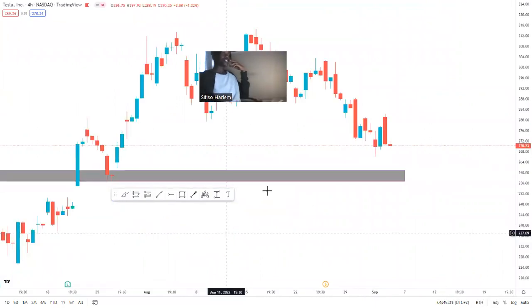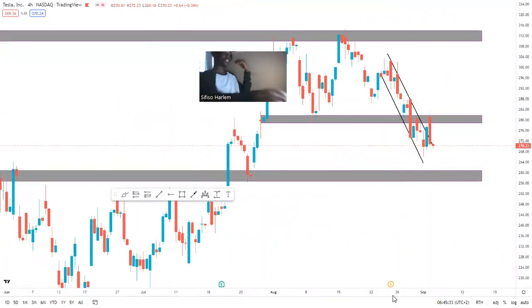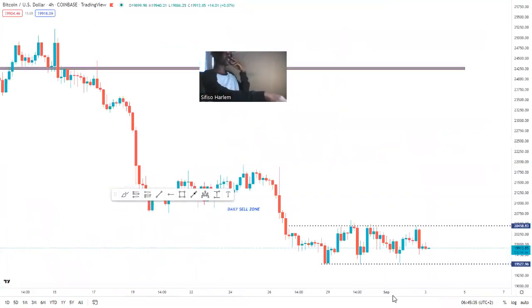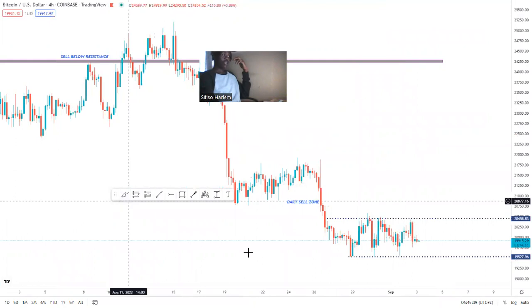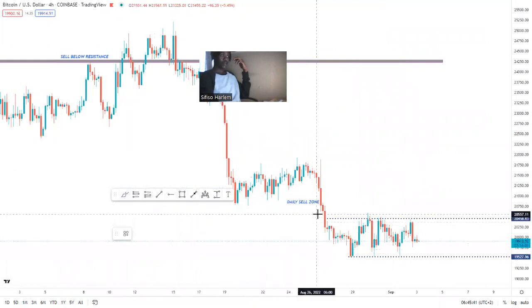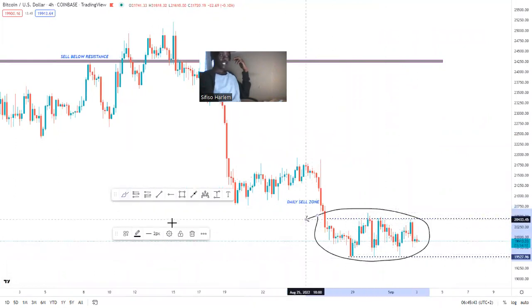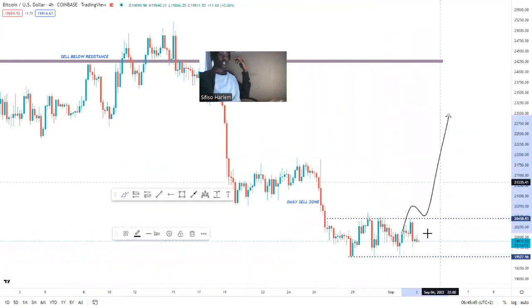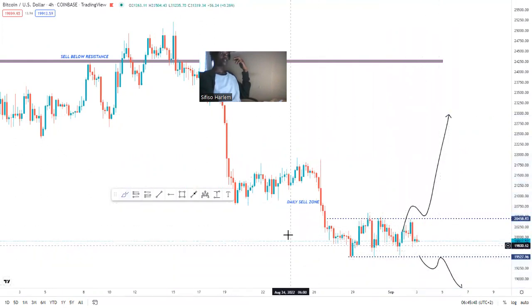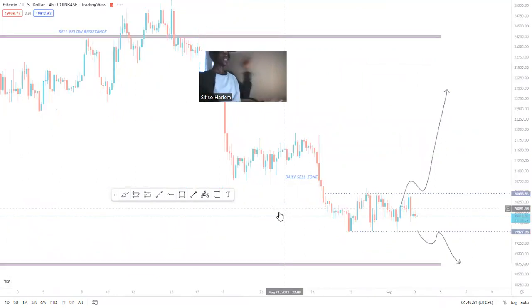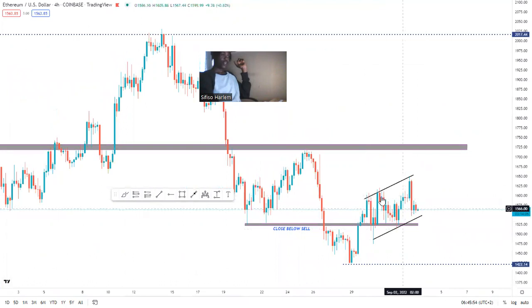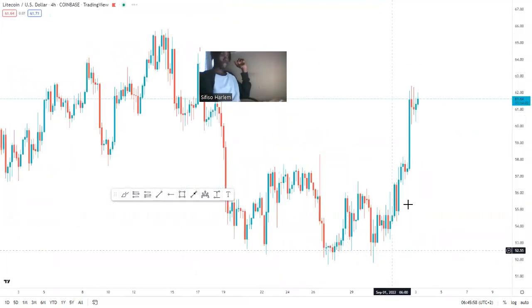Tesla, can't say much on the Tesla because our structure is still moving to the downside. So we'll simply wait for continuations to the downside. Bitcoin is still moving sideways. What we're simply waiting for is a bullish breakout to continue taking our continuation trades, either to the upside, not to the downside. Ethereum, I don't love how the price is moving, so I'm gonna skip it for now.